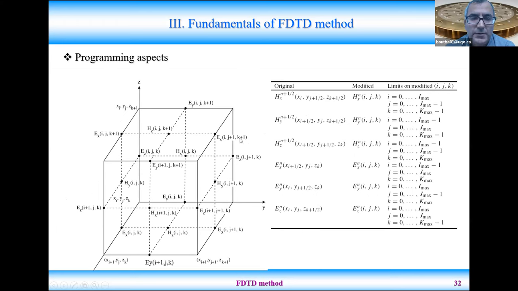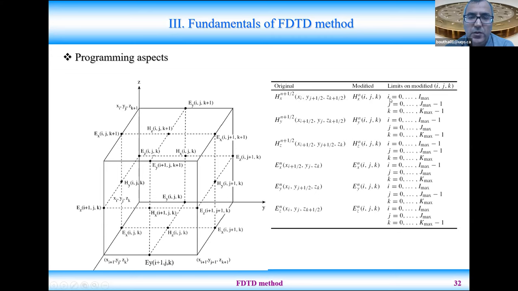Another thing in the programming aspect, if we look at the computational volume, is that the magnetic field components and the electric field components are not at the same position. For example, if you look at this EX, it starts here at IJK. In the Y axis, the last one will be IJ plus 1 K. Imagine this one is the last one and we don't have other ones. It means that you don't have another HZ after here. So there is a limit on the number of HZ compared to the number of EX in the Y axis. And you can see that for all the components.